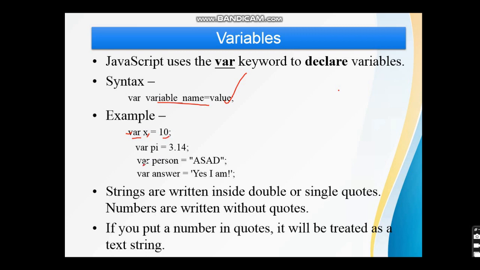Likewise, you can see here var person is equals to Asad. Strings are written inside double or single quotes. Numbers are written without quotes. If you put a number in quotes, it will be treated as a string.